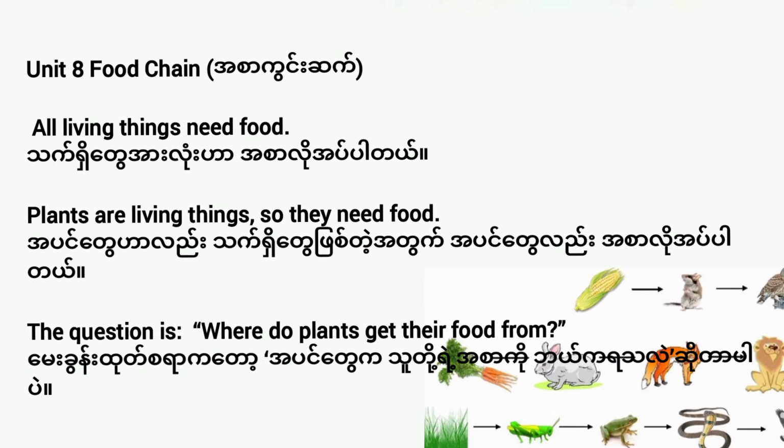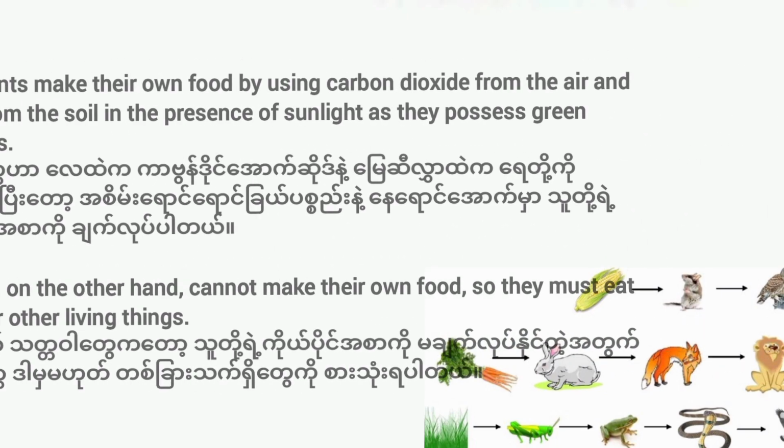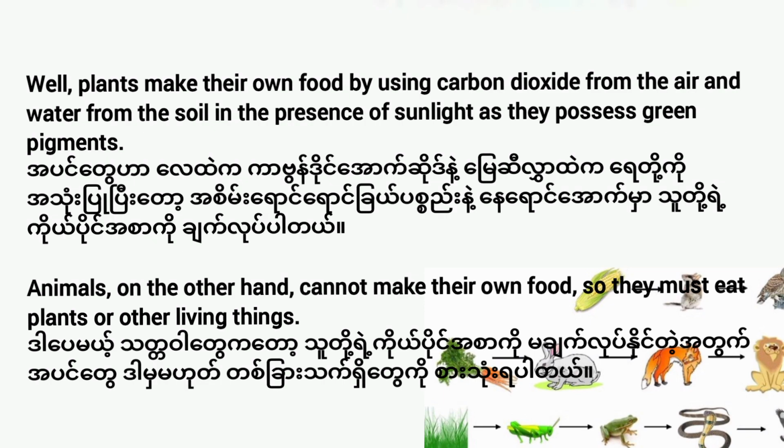Unit 8 Food Chain. All living things need food. Plants are living things, so they need food. The question is, where do plants get their food from? Well, plants make their own food by using carbon dioxide from the air and water from the soil in the presence of sunlight, as they possess green pigments.